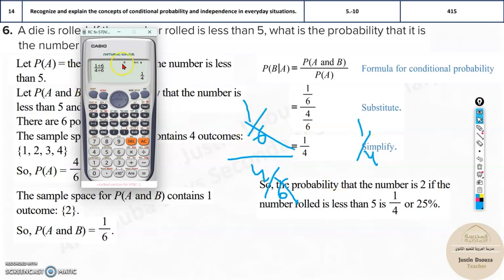Anyway, if you're getting confused, just type this or solve the numerator separately, denominator separately. Or you can just see that the denominators cancel off, and you're remaining with the inverse, right? The 4 will go to the denominator, so it'll be 1 by 4. The answer is 1/4 or 25%. If you can't directly solve this in the calculator, solve 1 divided by 6, and then put this 1 divided by 4 divided by 6, and you will get the answer 1 by 4.